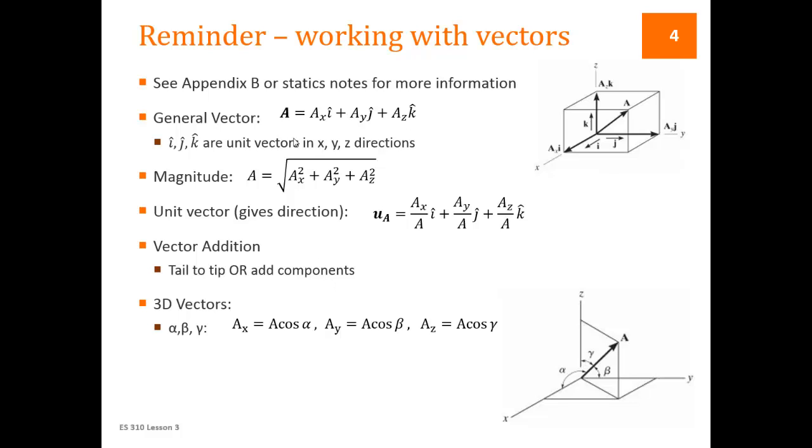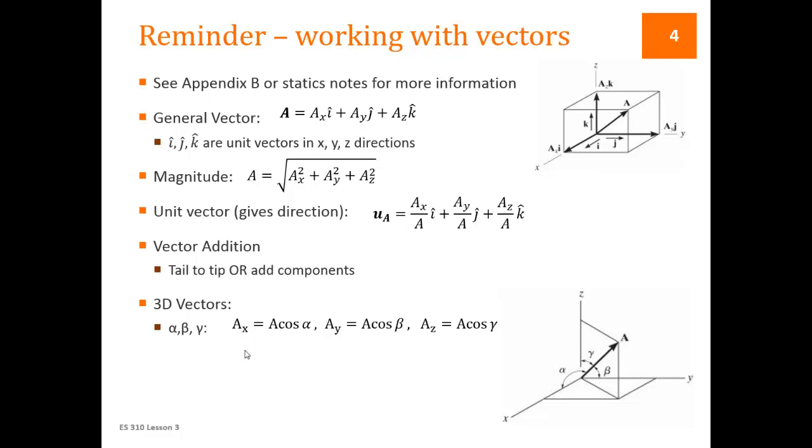Or you write them out as i hat, j hat, and k hat components and just add up the i's, add up the j's, add up the k's. We also saw 3D vectors in statics. We'll see a little bit of 3D vectors in dynamics, but we'll primarily be focused on 2D vectors in dynamics.